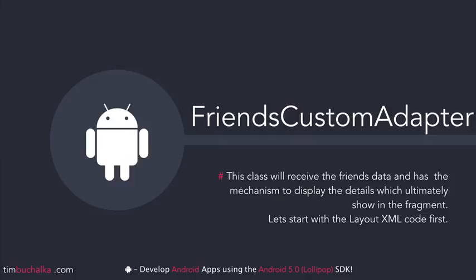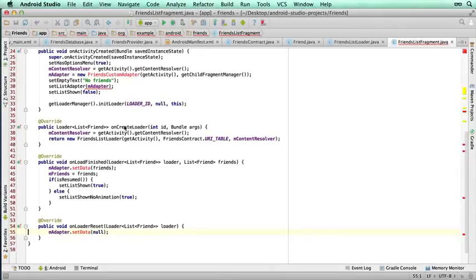But we're going to start with the layout XML code first, and then later you'll see how the custom adapter slots back in and works with the fragment. So anyway, let's make a start and work on that layout XML code first. Okay, so we need to create a new XML file and edit one before we start our layout.